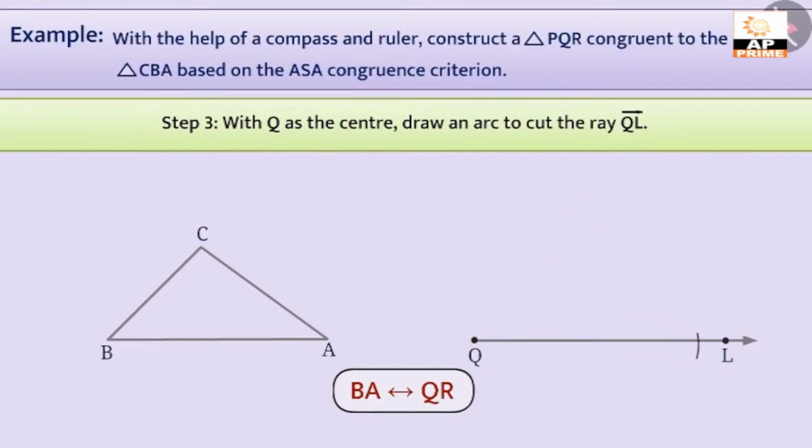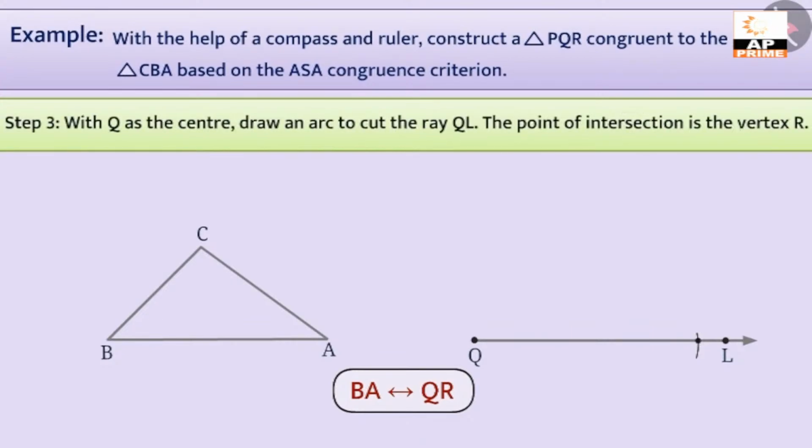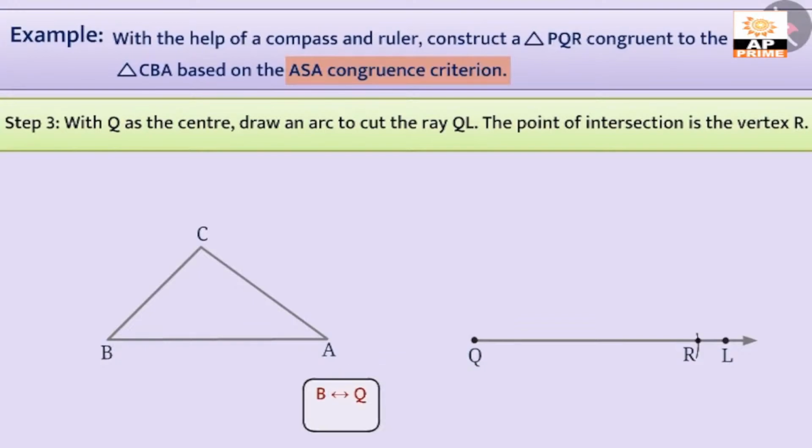...is triangle PQR. According to the question, we have to construct the triangle based on ASA congruence criteria. Therefore, with the help of B corresponds to Q and A corresponds to R, we will construct angle Q with an equal measure of angle B and angle R with an equal measure of angle A.